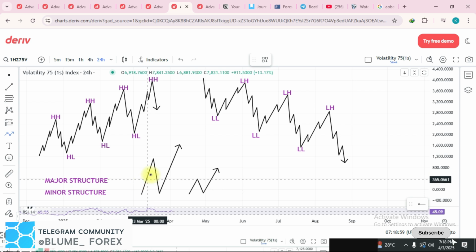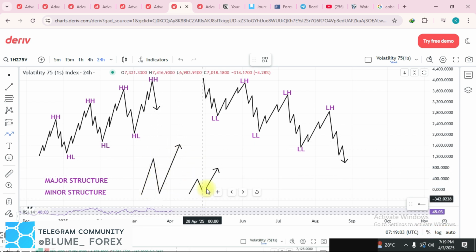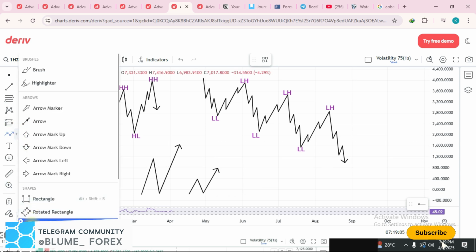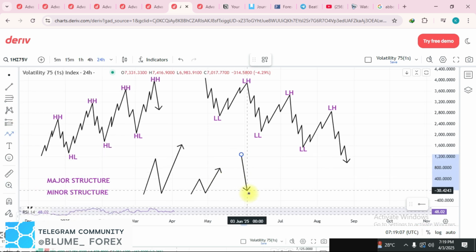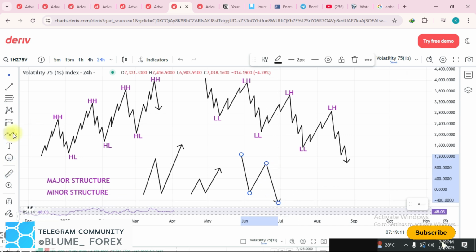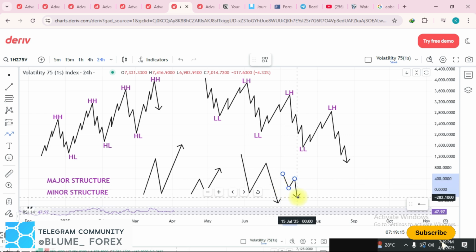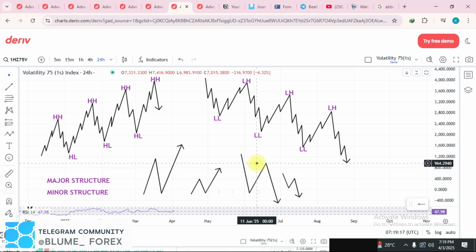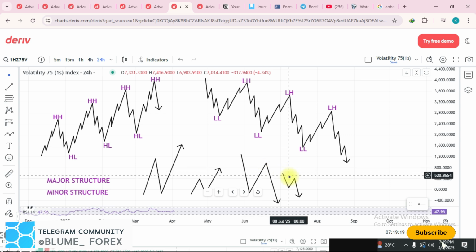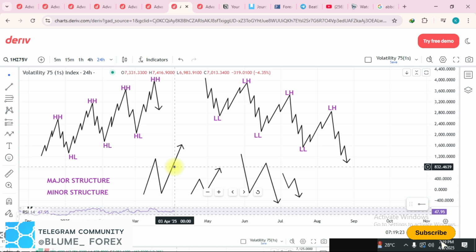So this is a higher high, higher low, higher high, higher high, higher low, higher high, right? And then we also have this as well, lower low, lower high, lower low, and this is also lower low, lower high, lower low. But this is bigger than this, so this will be our major structure, this will be our minor structure, this will be our minor structure, this will be our major structure.